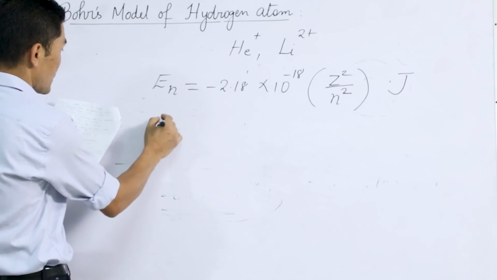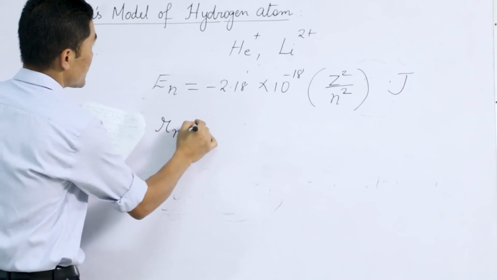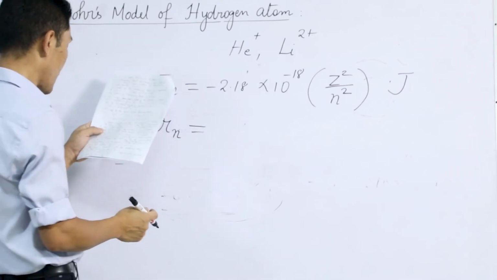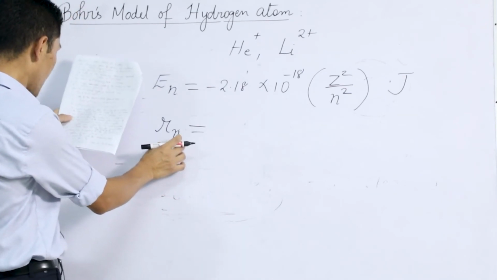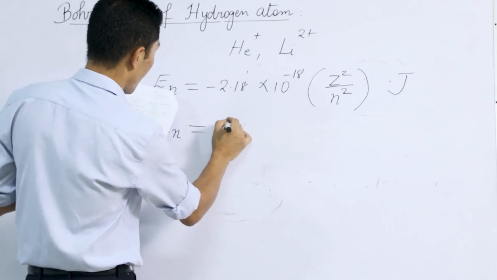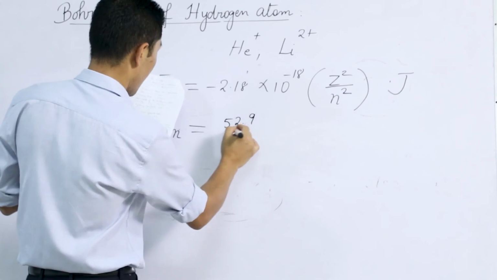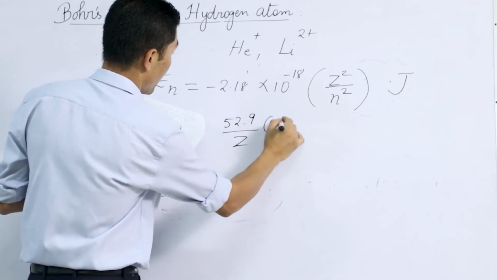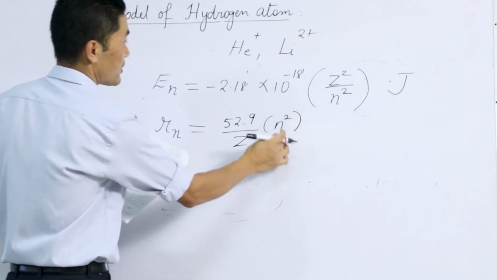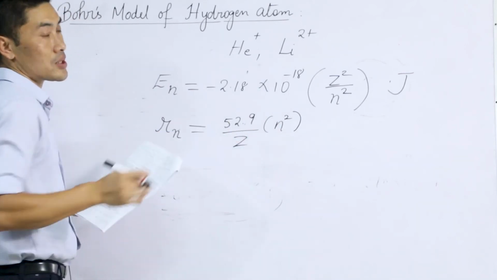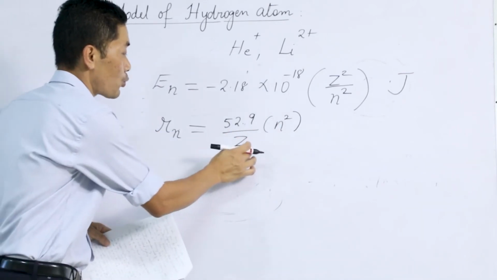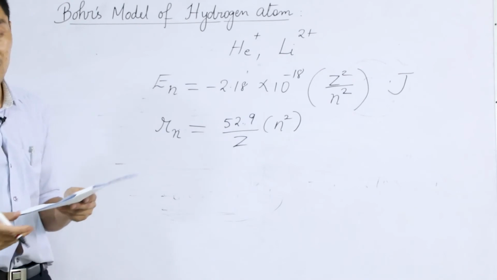Likewise, the radius of this hydrogen-like species can be calculated using this relation: Rn equals 52.9 by Z into n square. n represents the orbit number, and Z once again stands for the atomic number of the species.